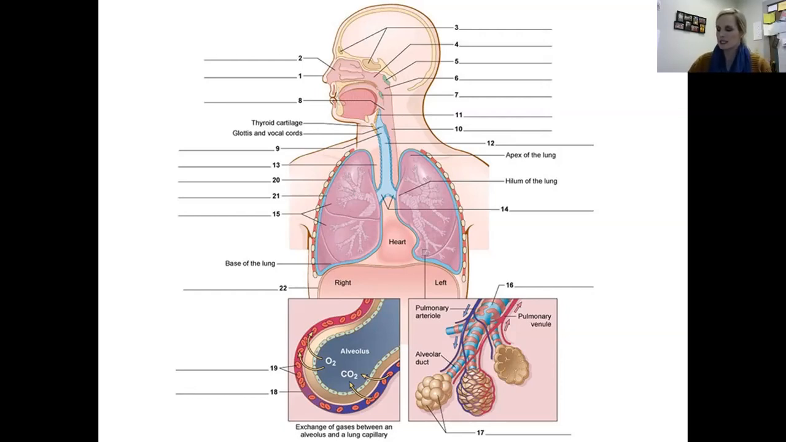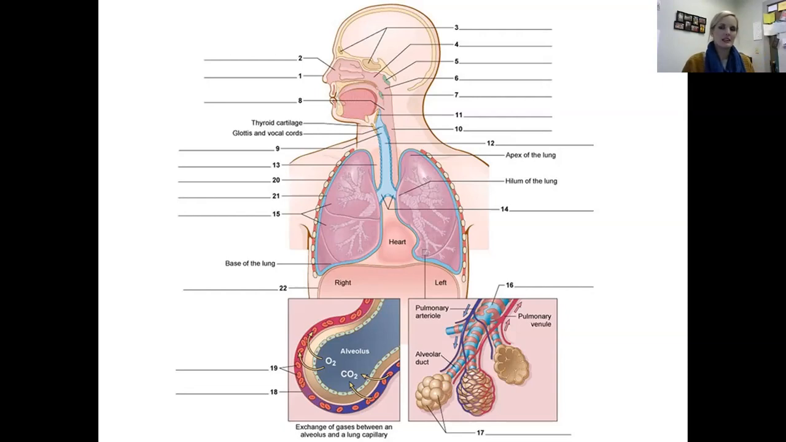So, M-E-D-I-A-S-T-I-N-U-M, the mediastinum. That's what number 13 is pointing to. The mediastinum is simply the center of the chest. You can see it's not necessarily pointing to a particular organ, but that is just the center of the chest area. So it's where the trachea passes through that chest.